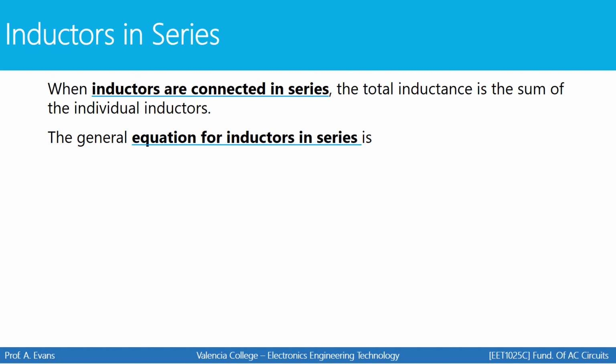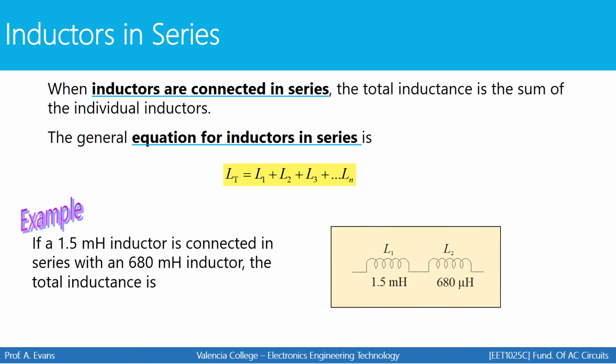So, when inductors are connected in series, we can combine them the same way we would combine capacitors and resistors. In this case, we can treat inductors exactly the same way we would treat resistors. If they're in series, we can combine their inductance values together to get a total inductance. So if I have two inductors, L1 and L2, one is 1.5 millihenries and the other is 680 microhenries, I can add those two values together to get a total inductance of 2.18 millihenries.